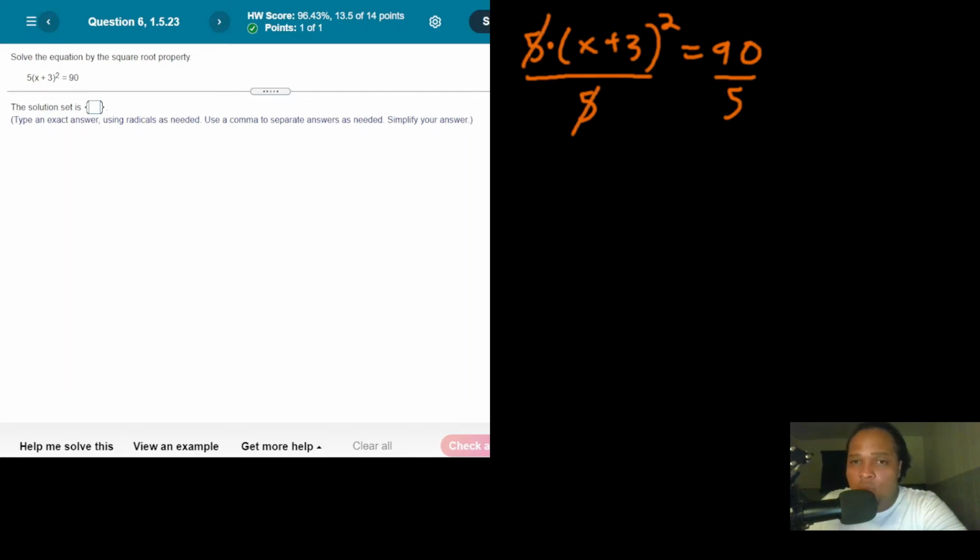So divide by 5, you're left with x plus 3 squared is equal to, let's see, 90 divided by 5. 9 divided by 5 goes in one time. We have 4, 18. Now look at this. This looks like our previous example, right? So let's go ahead and take the square root of both sides.